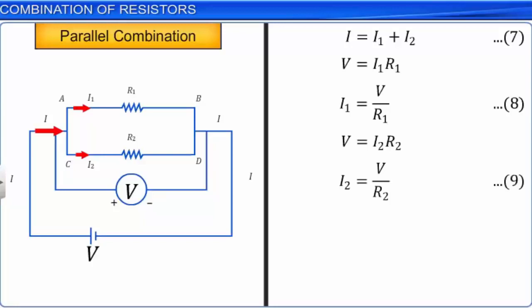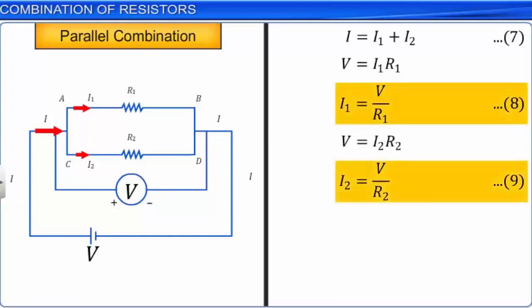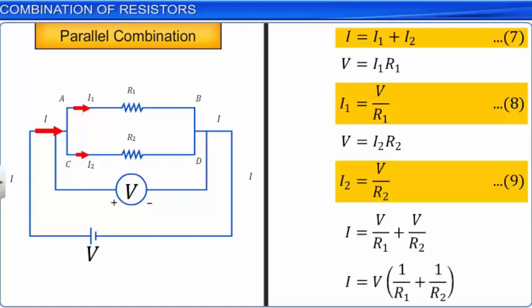Substituting equations 8 and 9 in equation 7, we get I is equal to V by R1 plus V by R2 and I is equal to V into 1 by R1 plus 1 by R2. Let this be equation 10.